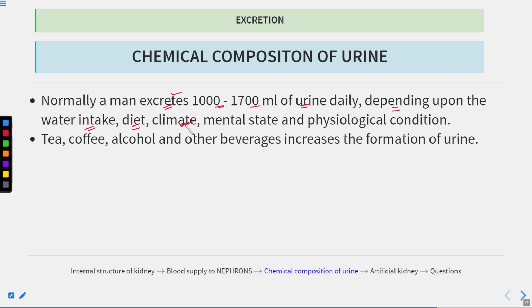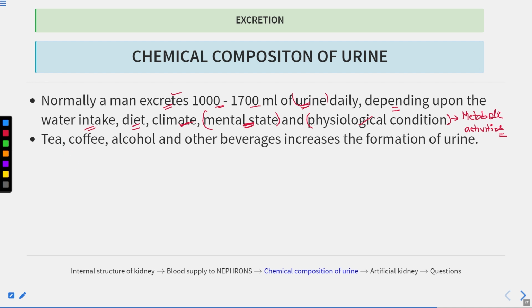Okay. Now, if the conditions are hot, then there is a lot of sweating and the urine produced will be less. Mental state also. A lot of hormones are released according to your mental state that determine the excretion of urine, as well as the physiological condition, meaning the metabolic activities going on within the living organism. All these metabolic activities, they require what? They require water. Okay. So these are the factors on which the formation of urine depends.